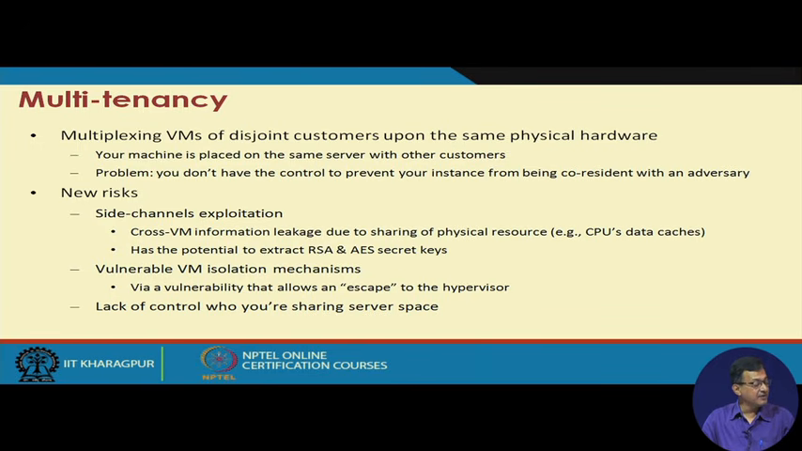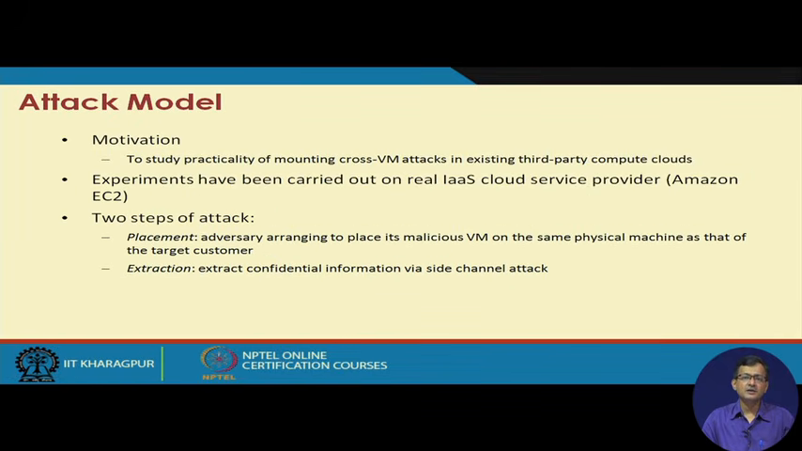There are vulnerable VM isolation mechanisms, like a vulnerability that allows an escape to the hypervisor, right. So, if there is a vulnerability and it can be exploited, the hypervisor to some extent can be compromised. Lack of control, you are sharing the server space, right. So, lack of control over who you are sharing with. You do not have any control over who you are co-residing with. So, these are the new risks which come into play.